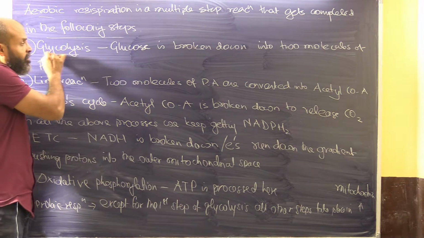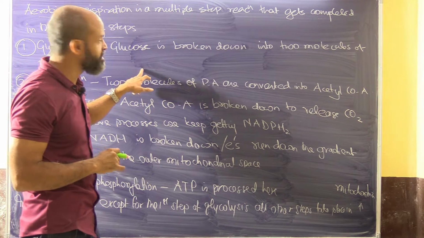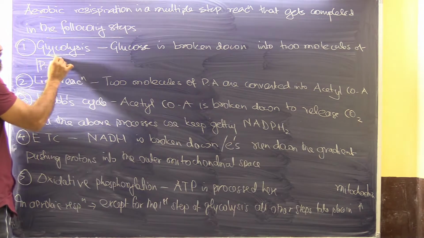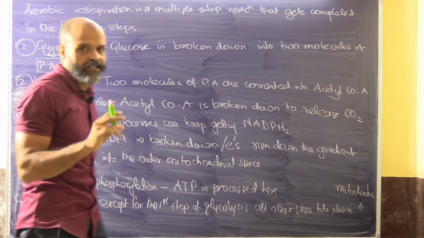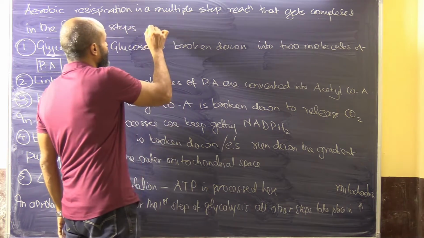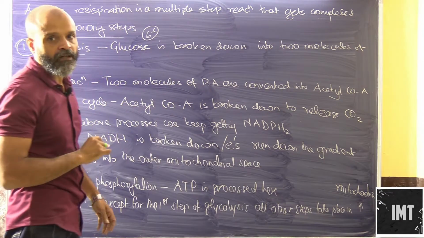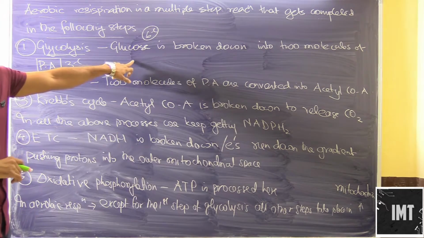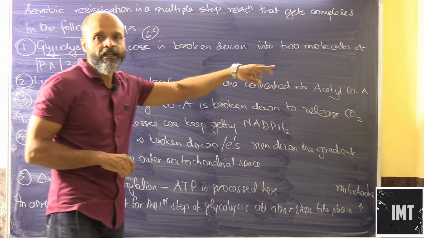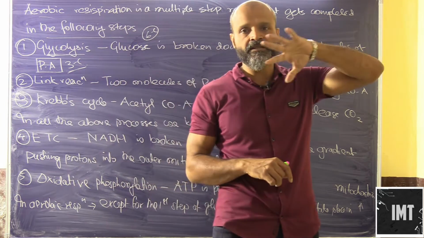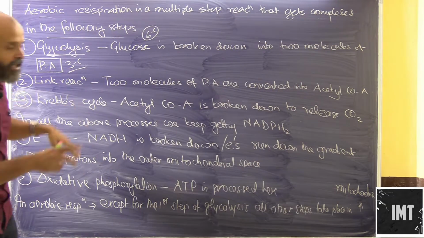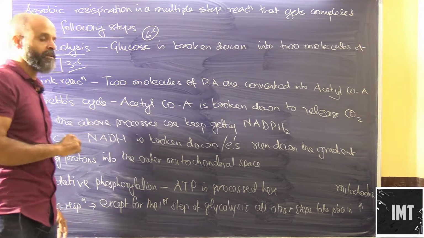One, glycolysis. What happens in glycolysis is glucose is broken down into two molecules of pyruvic acid. Glucose is a 6 carbon compound, as we all know, and pyruvic acid is a 3 carbon compound. So one glucose molecule breaks down into two molecules of pyruvic acid, which contain 3 carbons each.